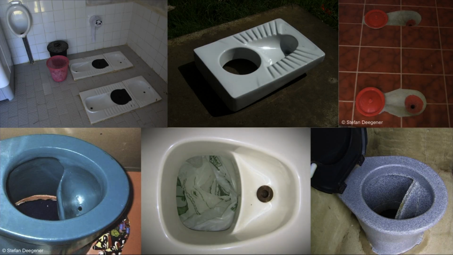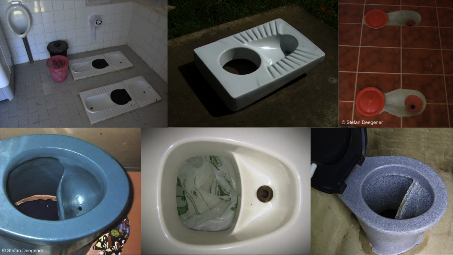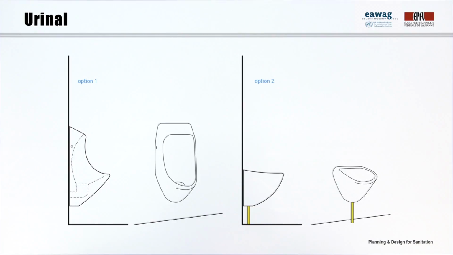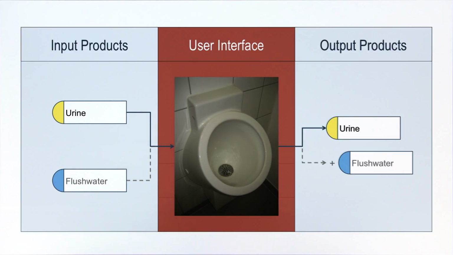Where men prefer to stand for urination rather than sitting or squatting, it can be a good idea to install a urinal to collect their urine. Urinals also exist in different designs, and they can be water-flushed or waterless. Inputs include urine, and in case of flush models, also flush water. Depending on the design, urine emanates in undiluted form or diluted with flush water.